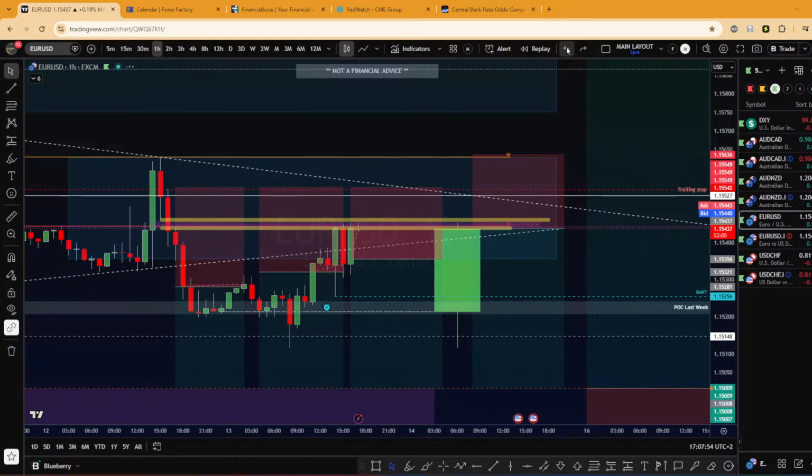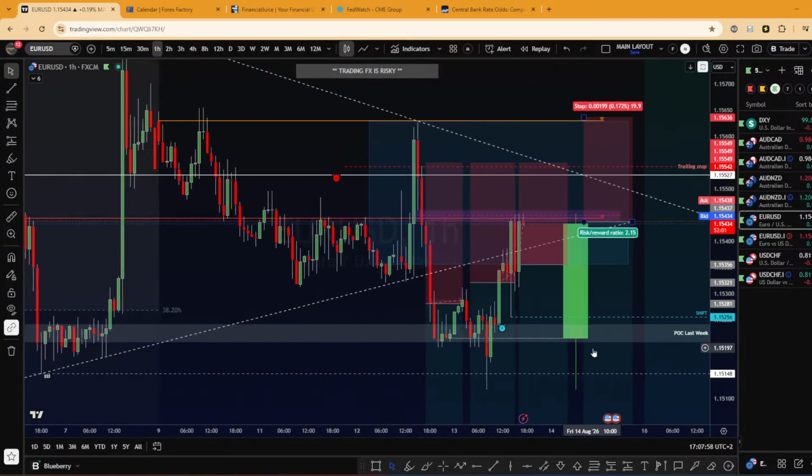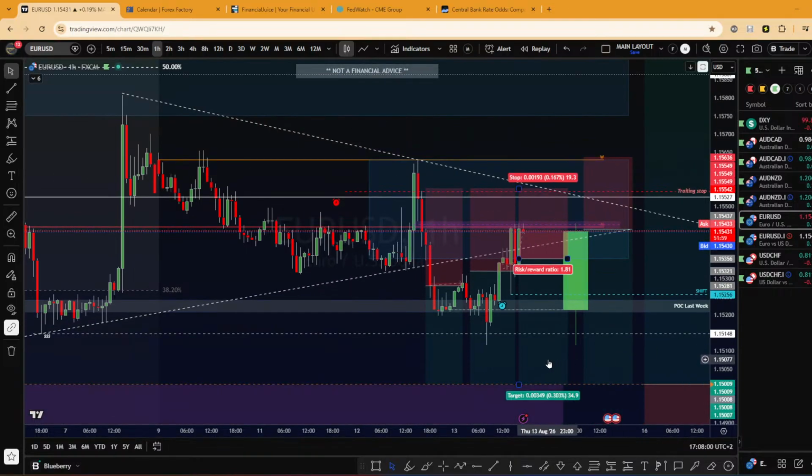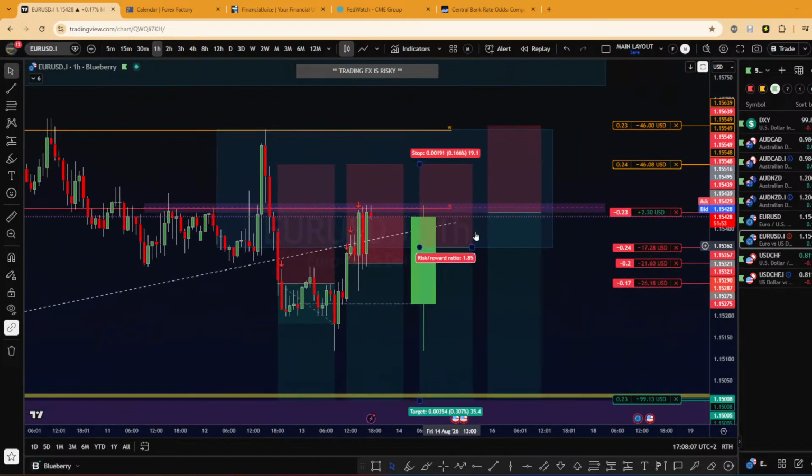I don't like it, to be honest. Let's see. So USD, this is my current trade position.